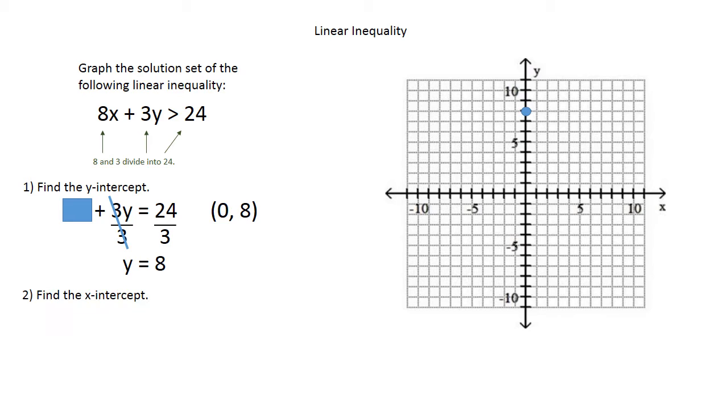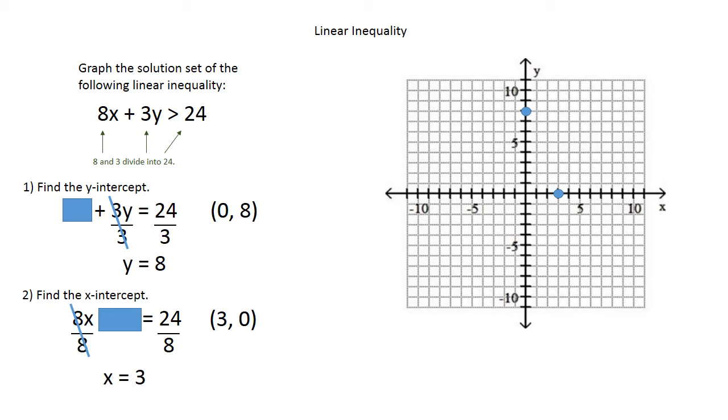The next thing to do is find the x-intercept. Same thing, write down the original equation with an equal sign, zero the y out this time, leaving us the x values. So 8x is equal to 24. If I divide by the 8 on both sides and mark the 8's out, that leaves me with x is equal to 3, because 24 divided by 8 is 3. So my point is 3, 0, and I'm going to place that at 3 on the x-axis.